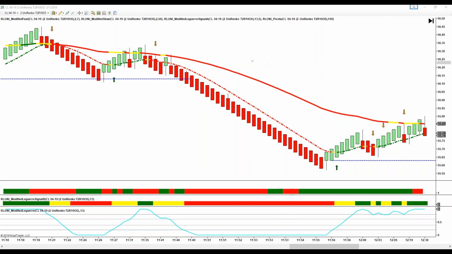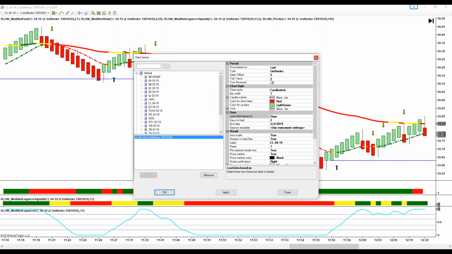Ron, it depends upon the volatility of the instrument and the speed of the instrument. Crude has a little bit less volatility than the Dow and the NASDAQ. So we've optimized the settings on all the Unirenco. You wouldn't trade, say, the NASDAQ on a 1 minute. Maybe you trade the NASDAQ on a 3 minute. Maybe you trade the NASDAQ on a 610 tick, and you trade crude on maybe a 244 tick. You don't trade every single instrument on the same time frame, and we're doing the same thing.